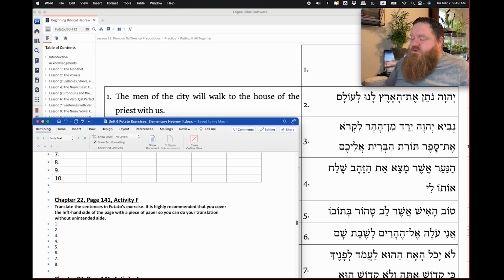Again, Torah here is going to be definite because we've already established that the construct chain is definite. The scroll or book of the instruction of haBerit. Now haBerit has to be the absolute because we do have a definite article here. So this definite article tells us that we're no longer in construct. This is the absolute that anchors the construct chain. So the book of the instruction of haBrit, the covenant.